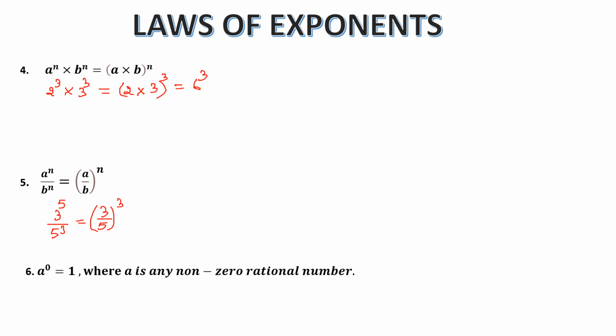And this one is a very important law. Any non-zero rational number to the power 0 is equal to 1. So if you are writing 7 to the power 0, this value is also equal to 1. If you are taking 2 by 3 to the power 0, this value is also equal to 1. You have to just take care that a should not be 0. A should always be a non-zero rational number.